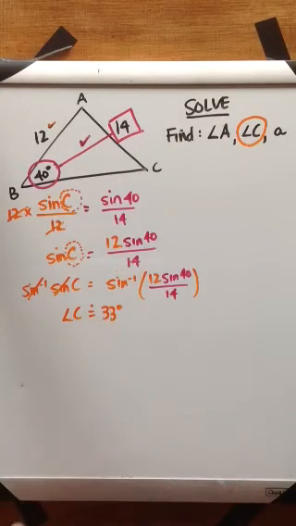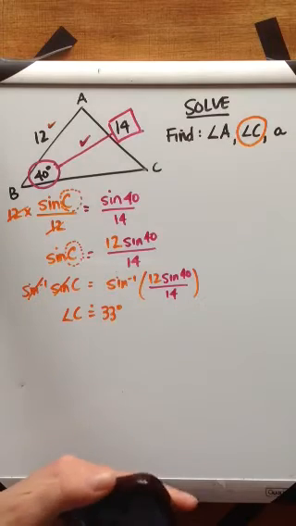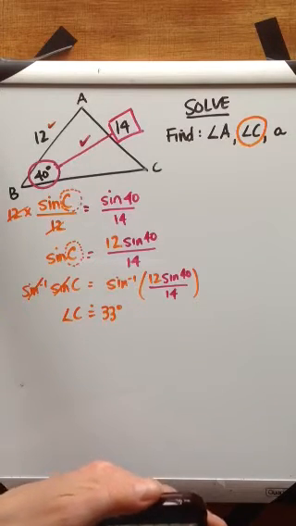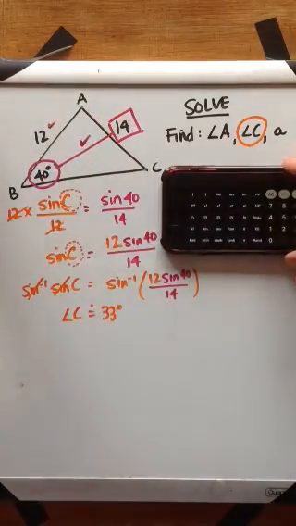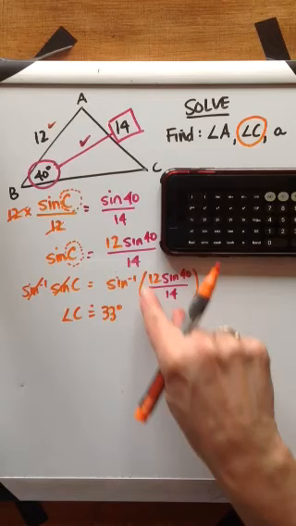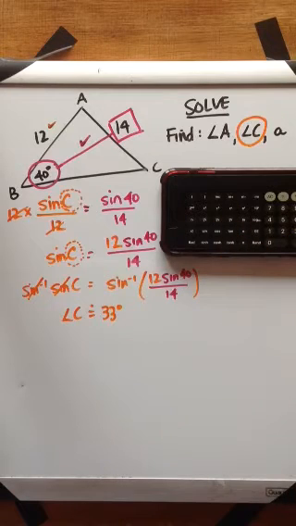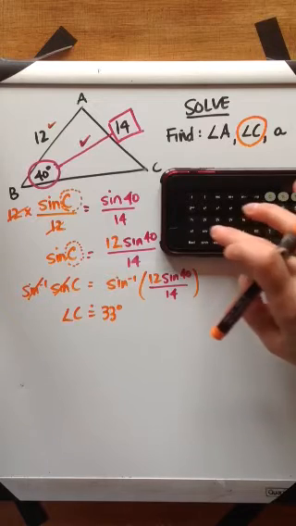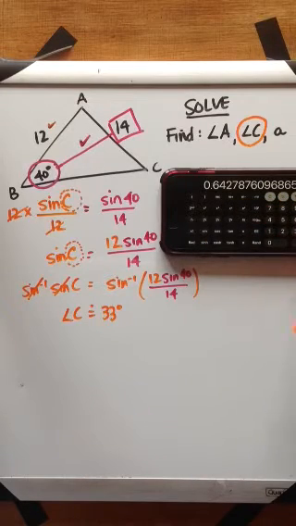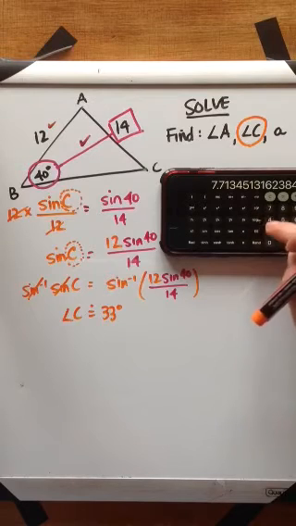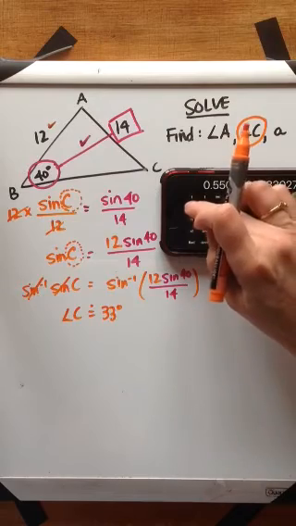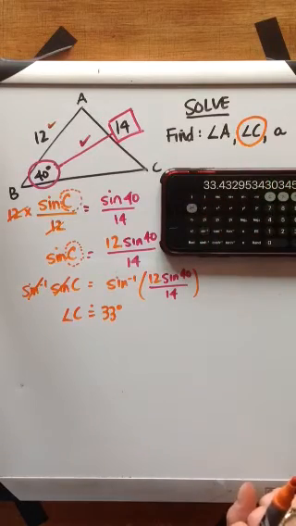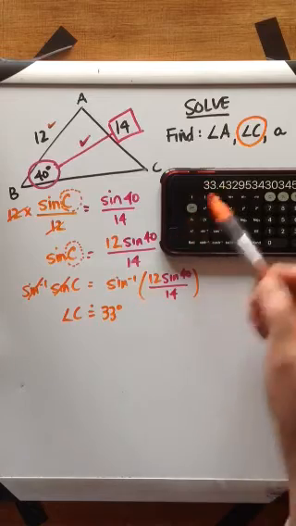Now just for reference sake, if you don't have a calculator that enables you to see what you're typing, what would the typing in look like? Well, it would be like this. I would do all of this first and then take the inverse sine of it. So I would go 12 times sine 40, and then divided by 14 equals. Then I would engage the inverse sine operation, pushing second function inverse sine. And you'll notice again you get 33 degrees.